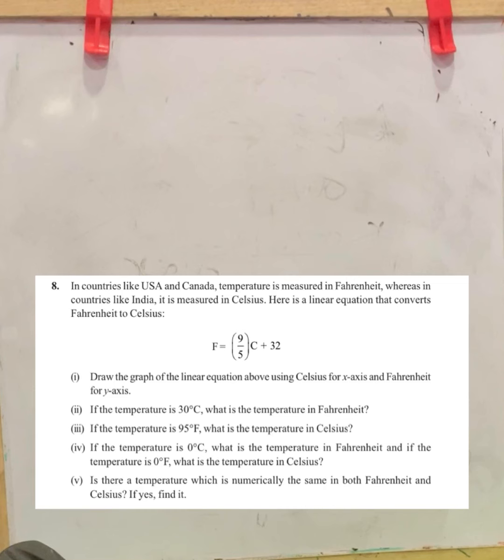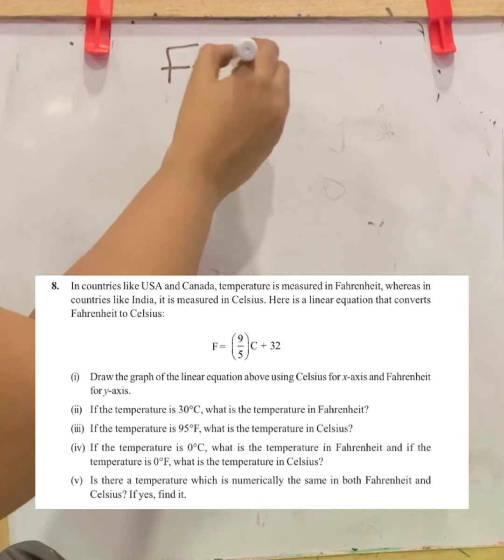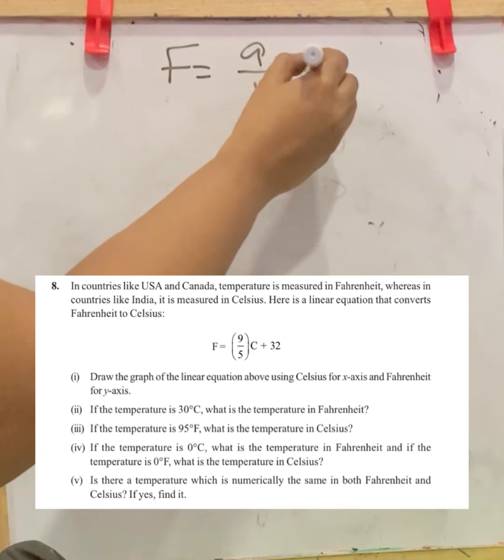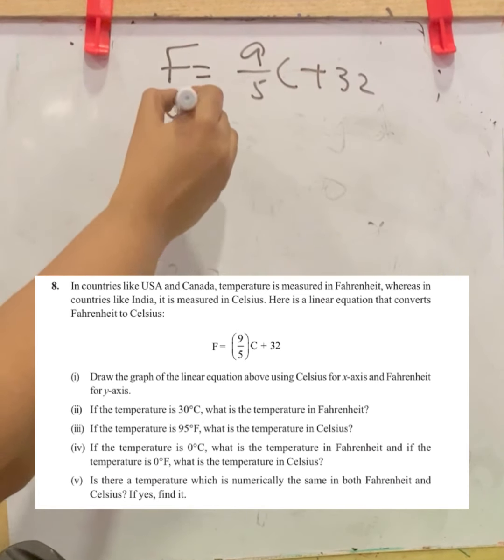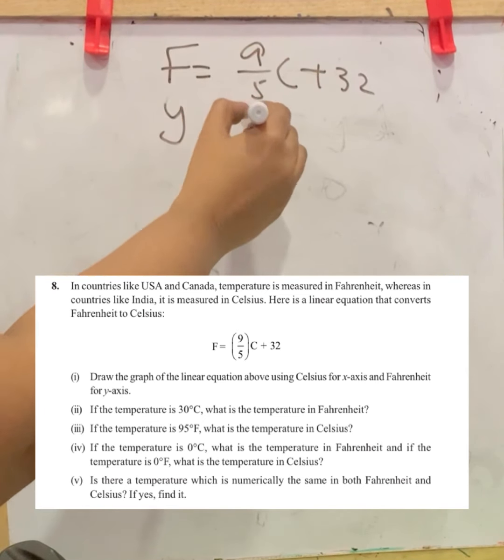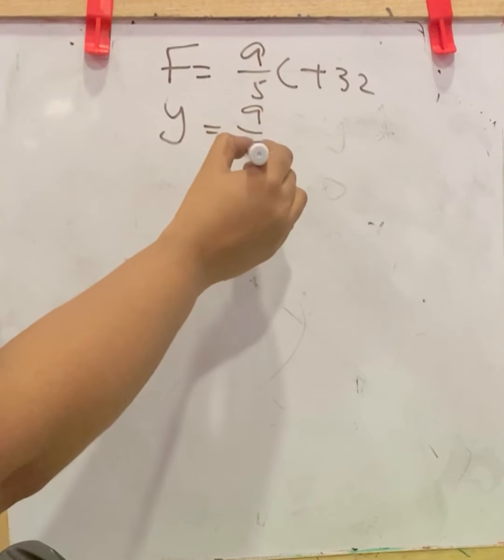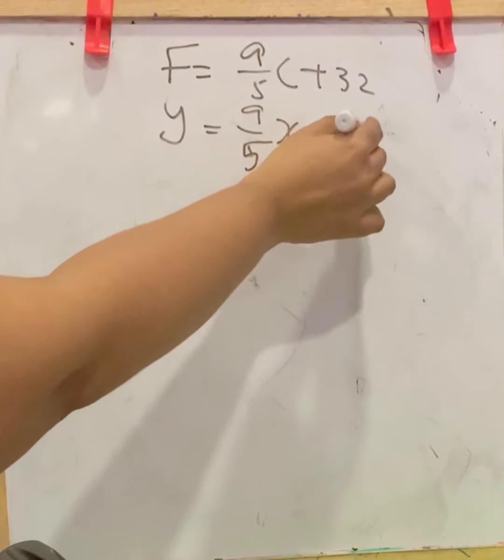Next question. In countries like USA and Canada, temperature is measured in Fahrenheit, whereas in countries like India, it is measured in Celsius. Here is the linear equation that converts Fahrenheit to Celsius: F is equal to 9 by 5 C plus 32. Draw the graph of the linear equation above using Celsius for the x-axis and Fahrenheit for the y-axis. Fahrenheit is y, 9 by 5, Celsius is x-axis, x plus 32.